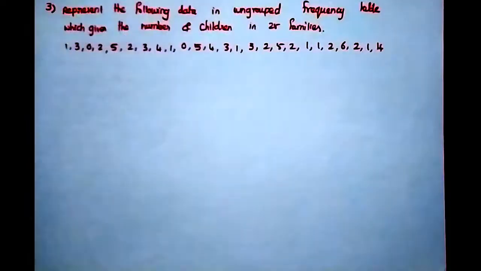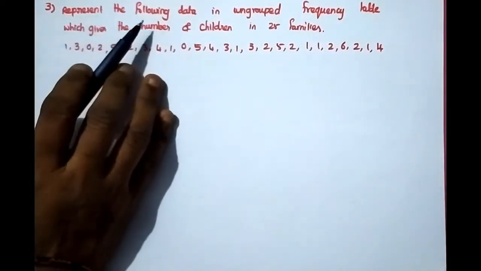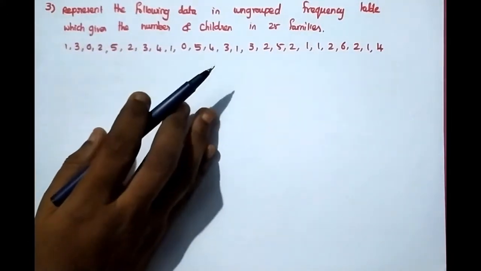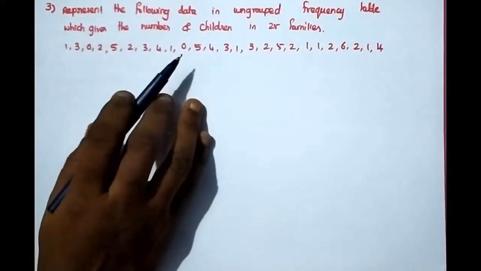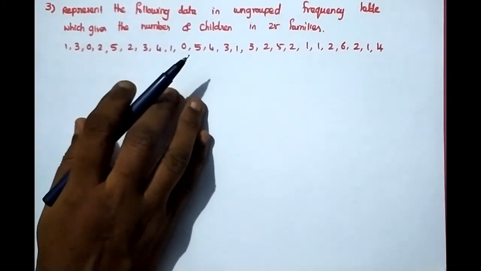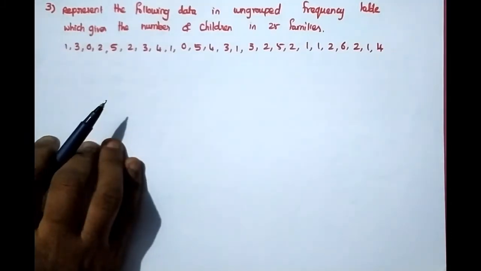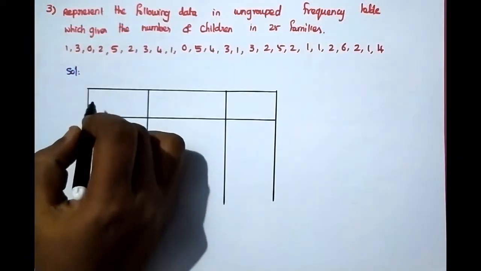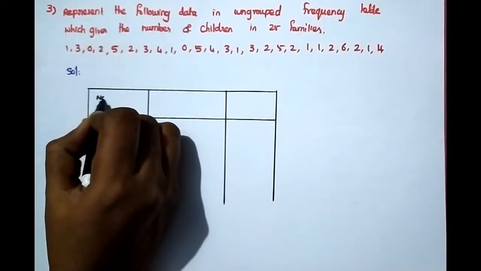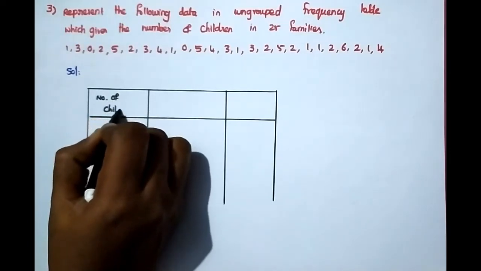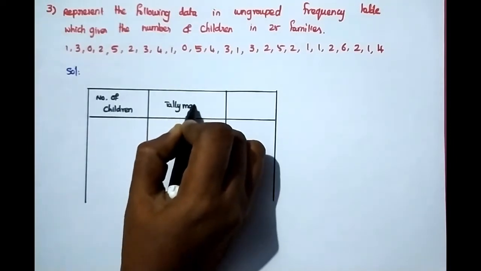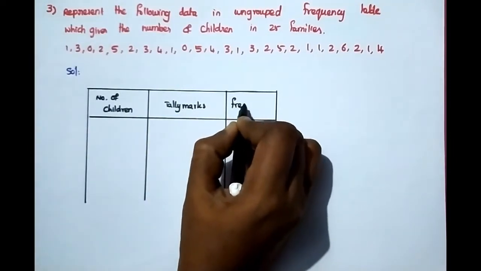That is the answer. Third sum, represent the following data in ungrouped frequency table which gives the number of children in 25 families. They gave the data. In 25 families, how many number of children they gave? We have to draw the tabular column. Listen, solution. First one, number of children. Next, tally marks, and then frequency.